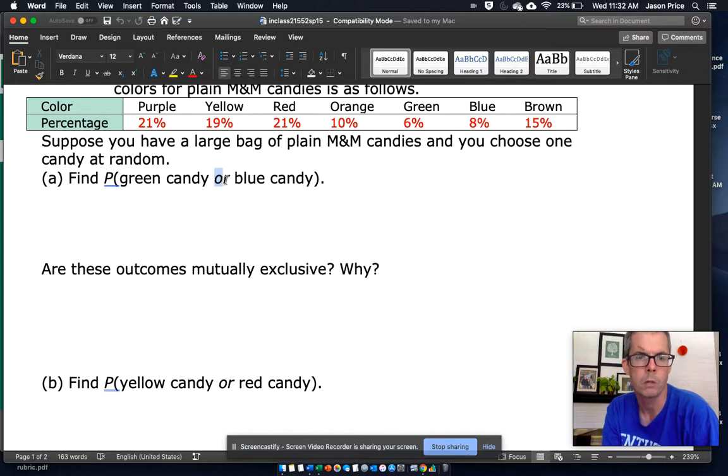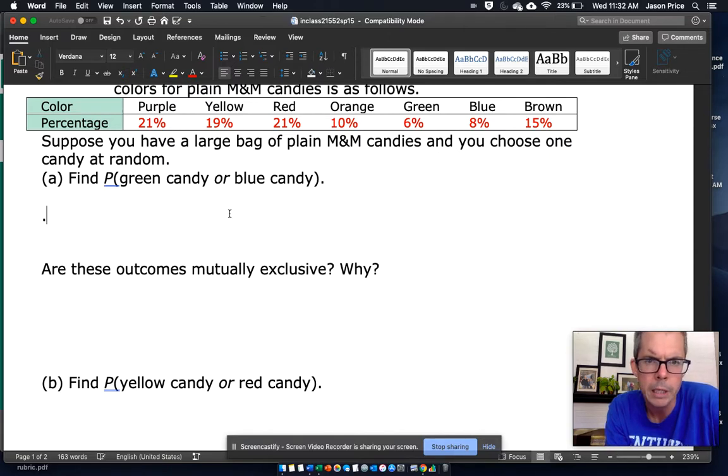So this is an OR, and as we learned in class last night, OR means add. So this is going to be equal to the probability of green, which is 0.06, because 6% of the candies are green, plus the probability that the candy is blue, which is 0.08. And now I can simply add these because these are, as we're about to say in the next part, mutually exclusive outcomes.